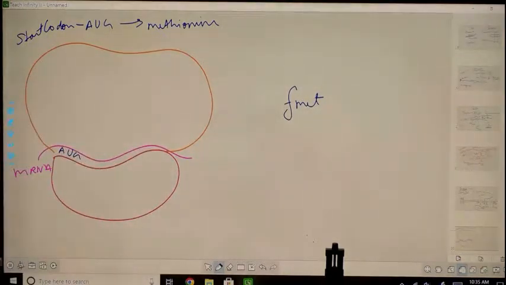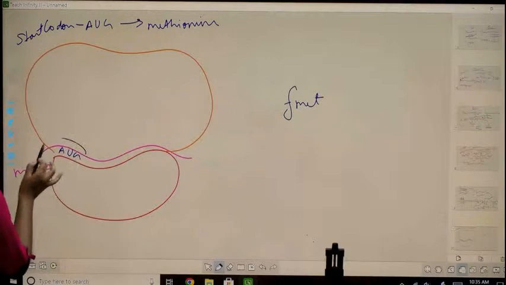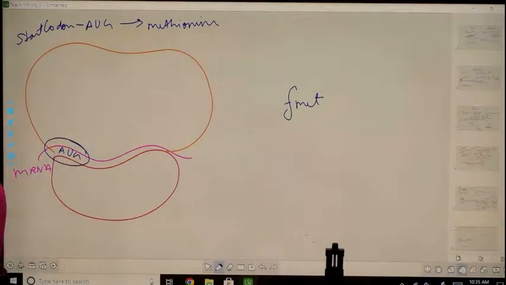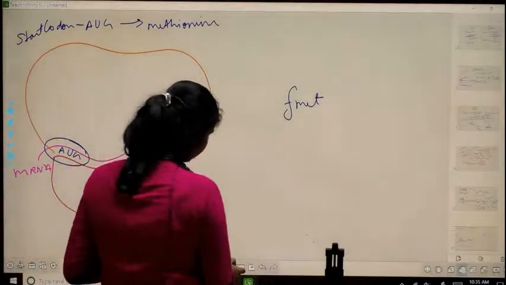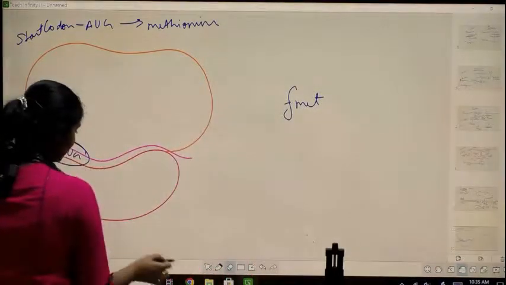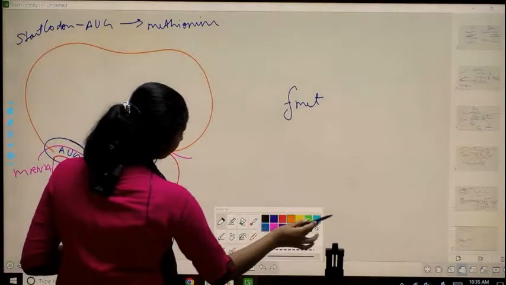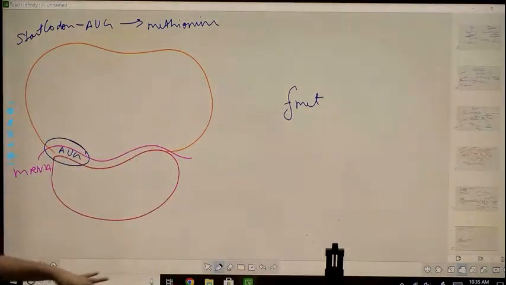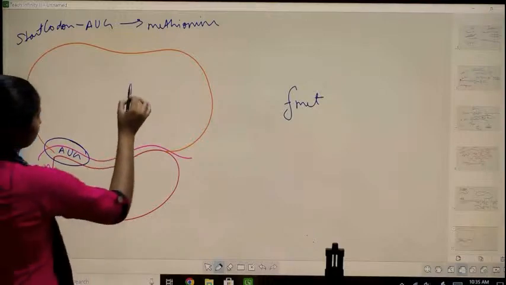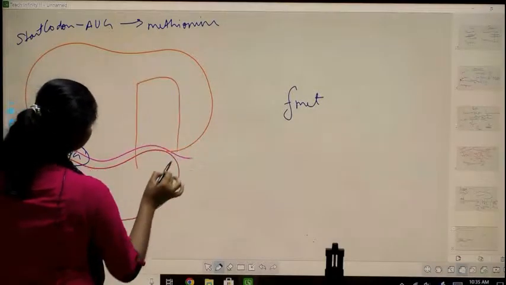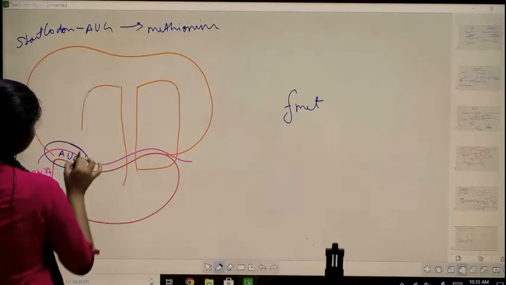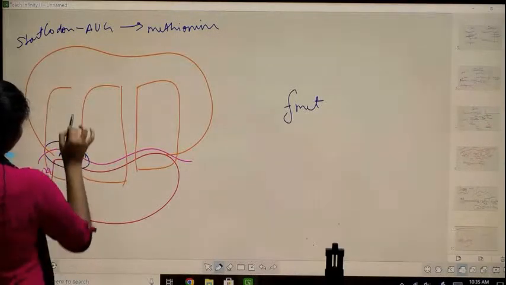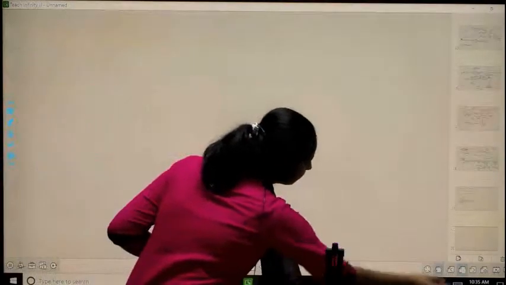Now, for a particular codon, we require a particular amino acid. This amino acid is brought by the tRNA. Now in ribosomes, we find 3 particular regions. I'll just show a separate diagram.